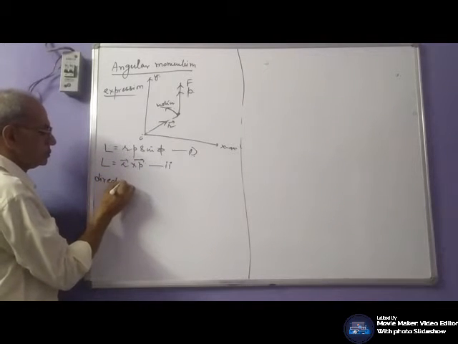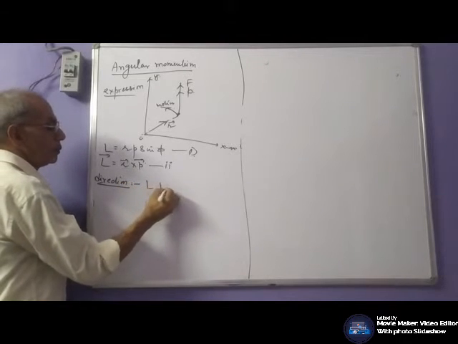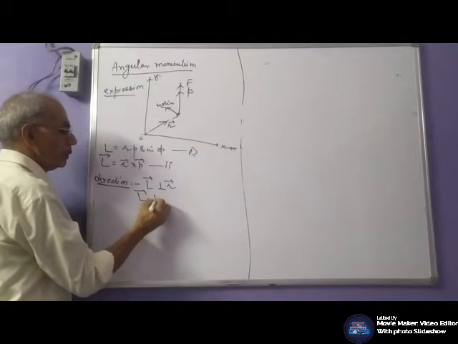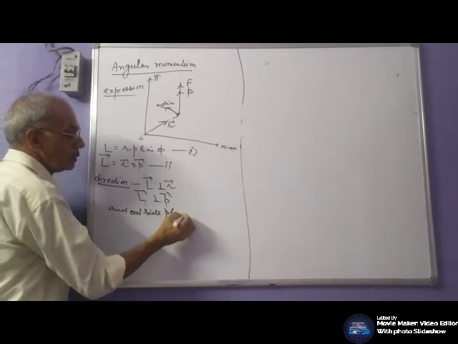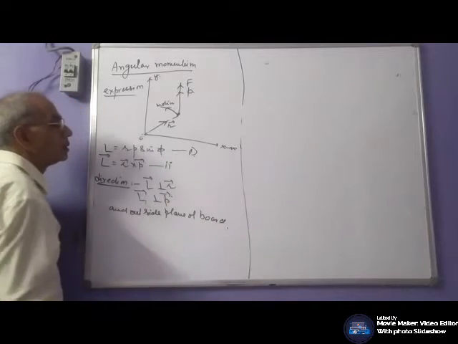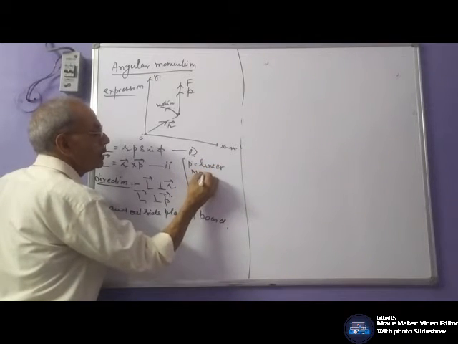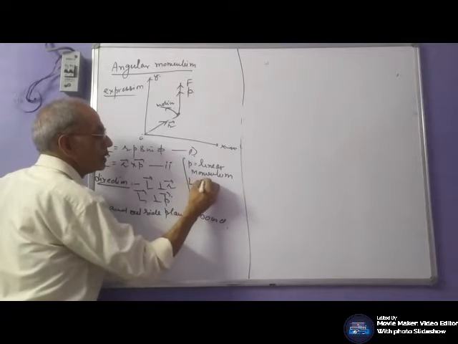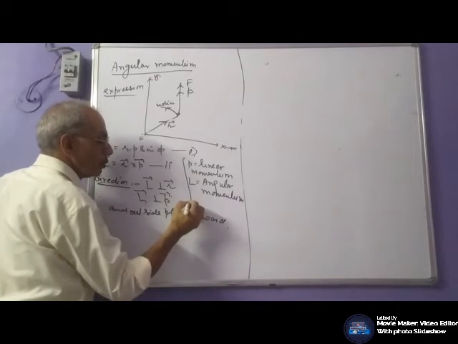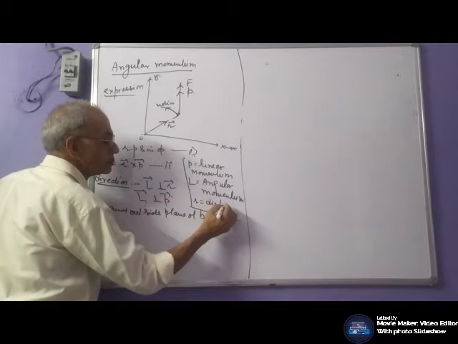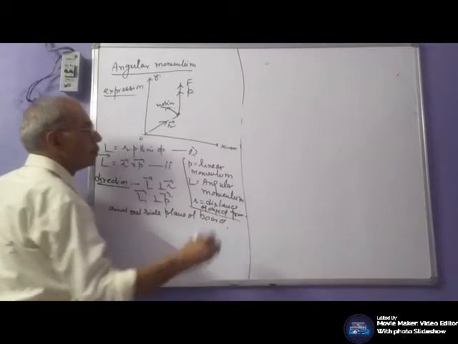Direction. Here, L is perpendicular to R, L is perpendicular to P, and outside the plane of both. Where what is P? Linear momentum. What is L? Angular momentum. What is R? Distance of the object from the point of rotation.